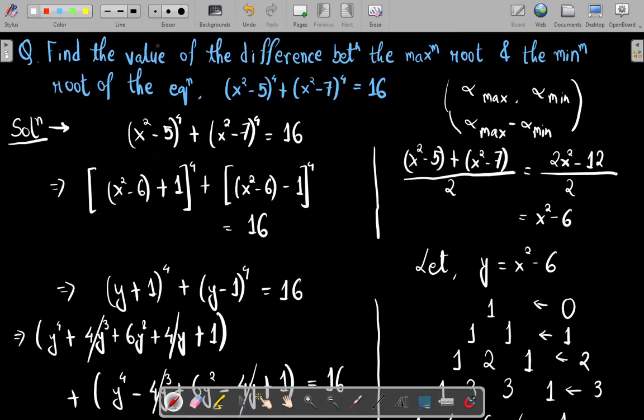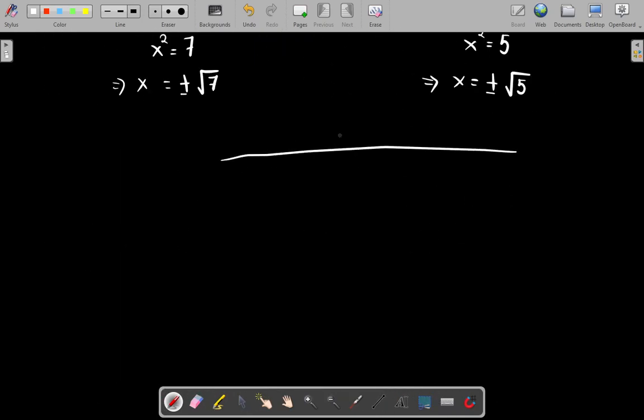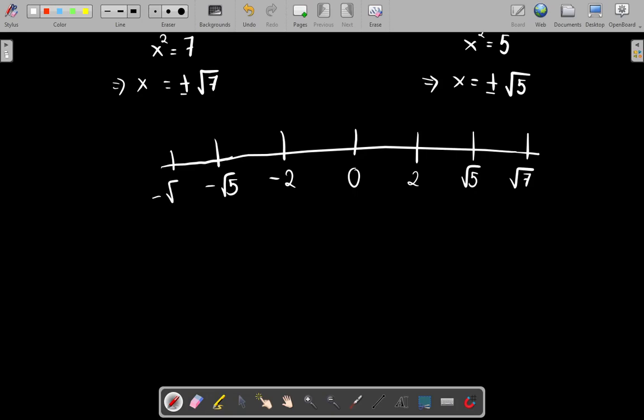Okay, now the question asks to find the difference between the maximum root and the minimum root, right? So alpha max will be the maximum root and alpha minimum will be the minimum root, and we have to find the difference between these. Okay, so on a number line, if you plot these four roots, we have 0 here, somewhere will be 2, somewhere here will be root 5, and root 7 is less than 3, so somewhere here will be root 7. Similarly, here will be minus 2. We extend it further, this is minus root 5, this will be minus root 7. So we have to find the difference between the largest, which will be this one, and the minimum, which will be this one.